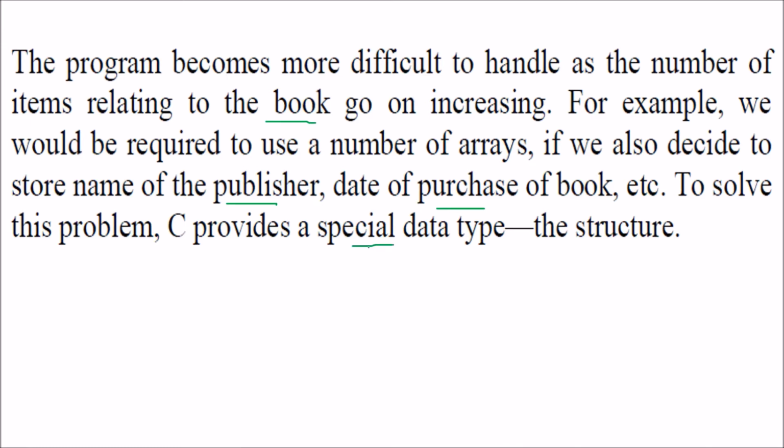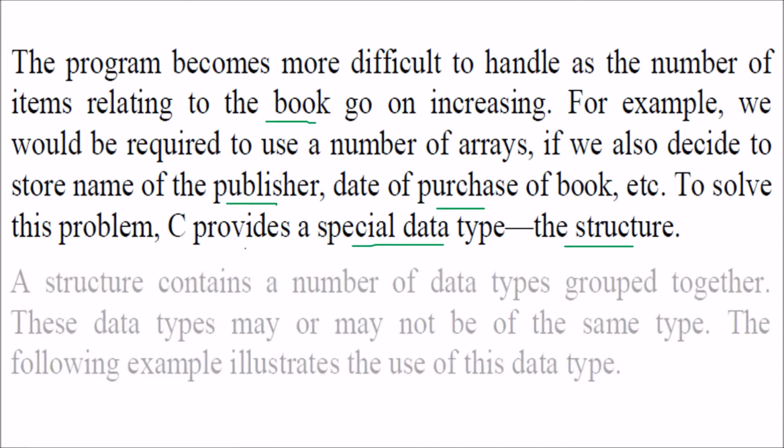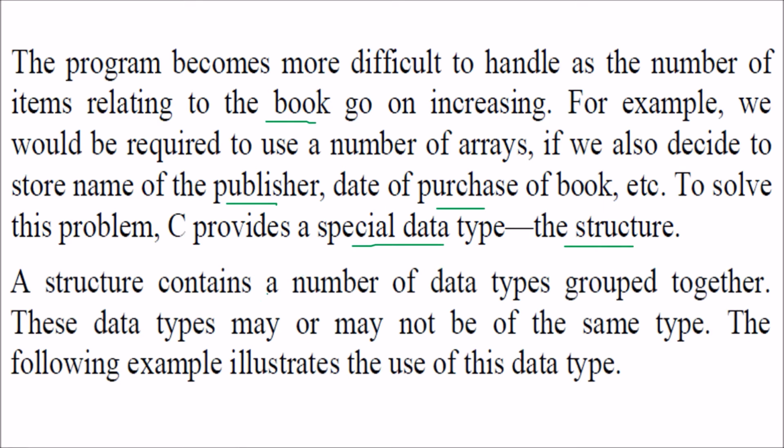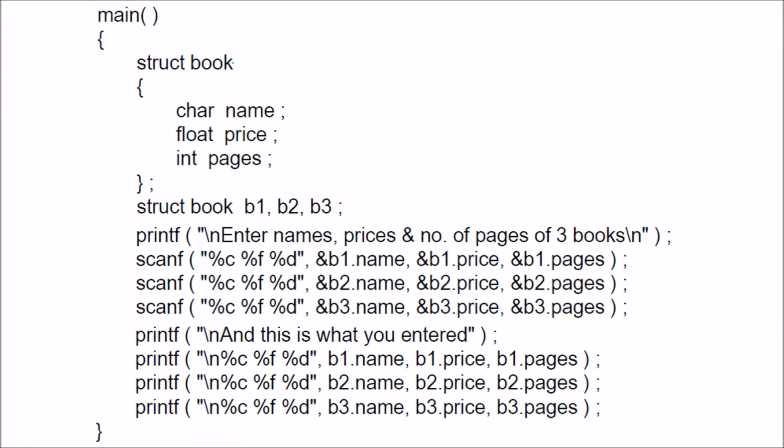So C provides a special data type for that, and this is a structure. Please understand that a structure is a special data type. A structure contains a number of data types together, or you can say dissimilar data types together, and these data types may or may not be of the same type. Let us see the book example with the structure.